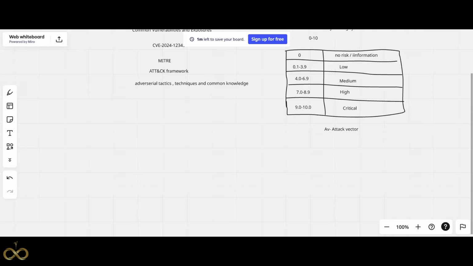That is one metric. The second thing that you have is attack complexity. It's called AC. Attack complexity: how difficult it is to exploit. Is it easy? Is it very easy? Is it very difficult? Does it require any special permissions, any conditions? That is the attack complexity.